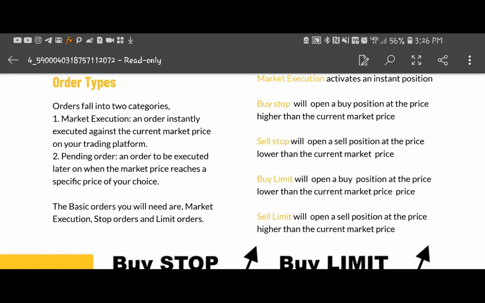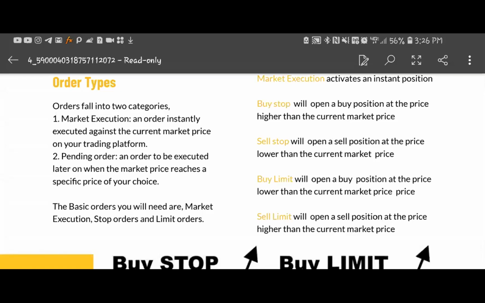And a sell limit is where you place a sell order at a specific price above current price, right? So once price hits the sell limit area, it opens up a trade and begins to go down, and then you begin to make profits, right? Let me give an example.